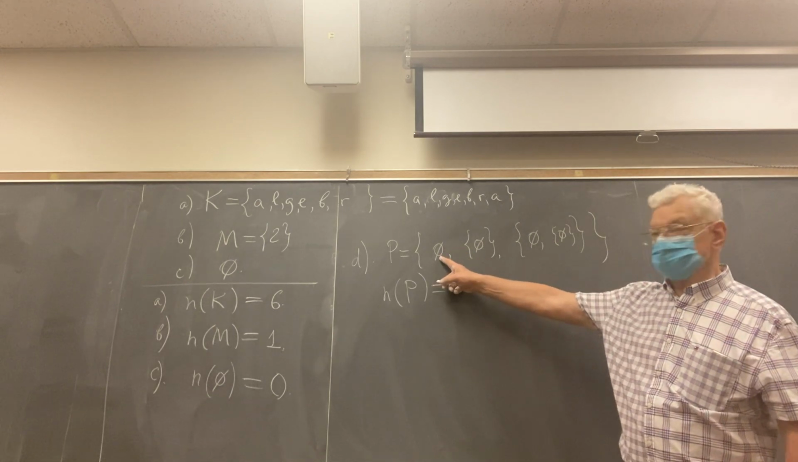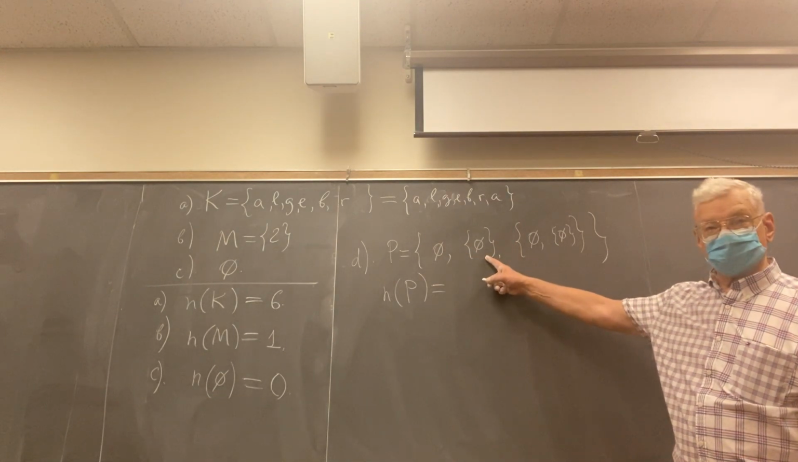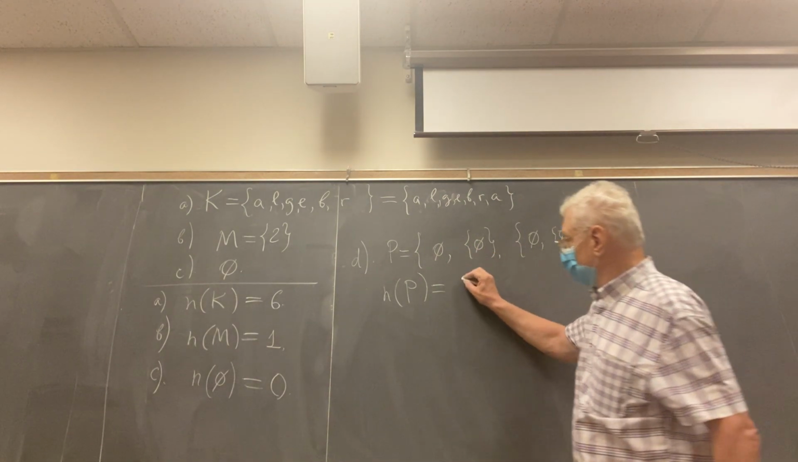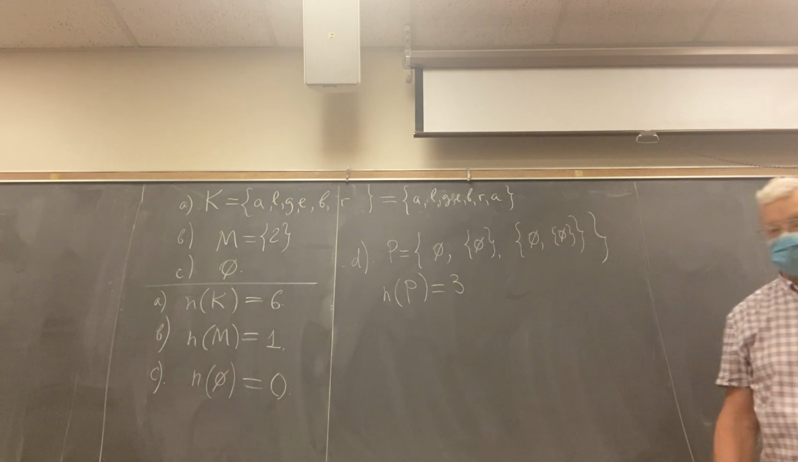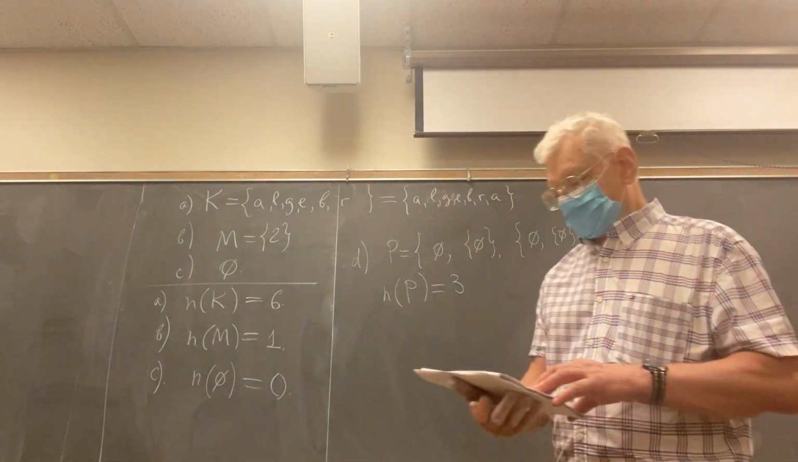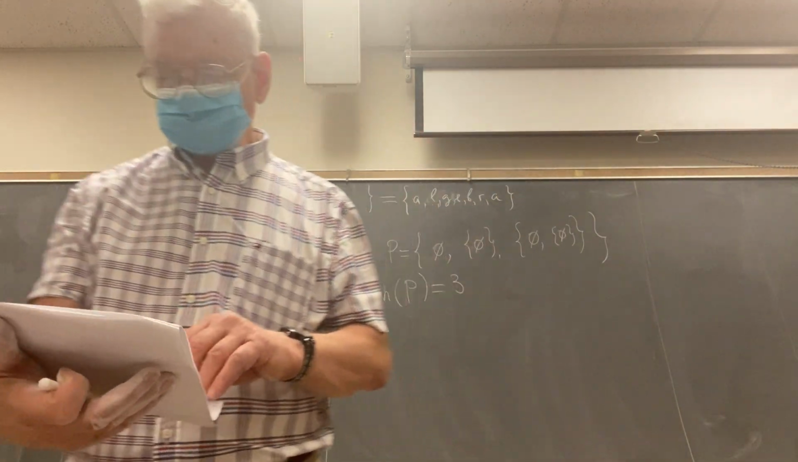So the cardinality of this is 0. The cardinality of this is 1. The cardinality of this is 2. But you have here only 3 elements, so the answer is 3. Okay, that is a tricky question. You got it? 3.